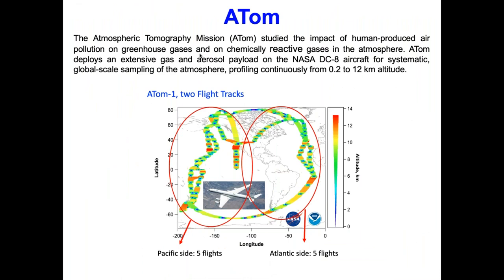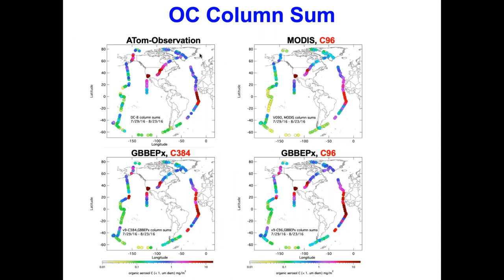Other than validating the AOD prediction, we also validate the model predicted aerosol concentration compared to the ATom aircraft measurement, which was launched in 2016 summer. This is the map of the ATom flight tracks. From the organic carbon column sum, which can represent a fire impact, we did three different experiments using two different fire emissions, the MODIS versus the GBBPx emission, and different resolutions, C384 versus C96. We can see that the GAFS aerosol model can capture these fire plumes over the Atlantic, which is quite consistent with the observation. And from the resolution comparison, the differences are quite small.